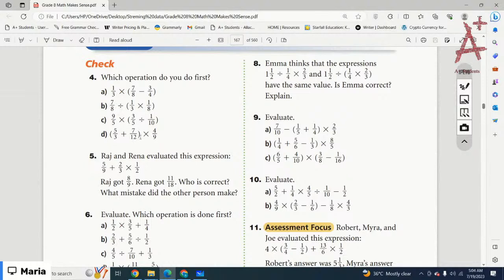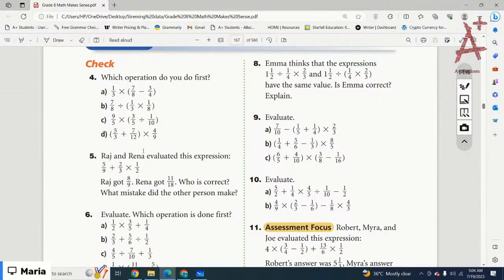Then you have D part. 5 by 3 plus 7 over 12 times 4 over 9. So in the D part, which operation we're going to perform first? We are going to do addition first. Got it? Whenever you have more than one operation in a question, if you have the bracket, you have to solve the bracket first. Got it? Then you have to do division, multiplication, addition, and then subtraction.